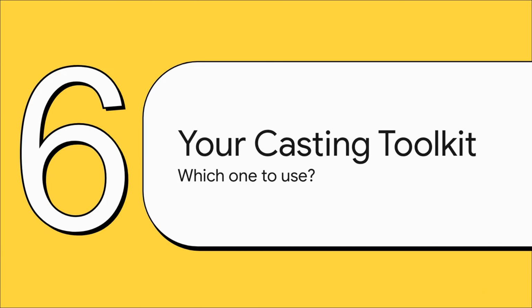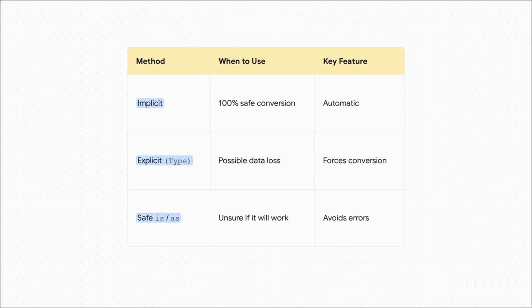Okay, that was a whirlwind tour, right? We've covered a ton. So let's pull it all together into a handy little toolkit. Think of this as your go-to cheat sheet for picking the right casting method for any situation. It really breaks down into three choices. For those 100% safe, small cup to big bucket conversions, let implicit casting do the work automatically. When you absolutely must force a conversion, and you're fully aware that you might lose some data, that's when you use explicit casting with the type syntax.